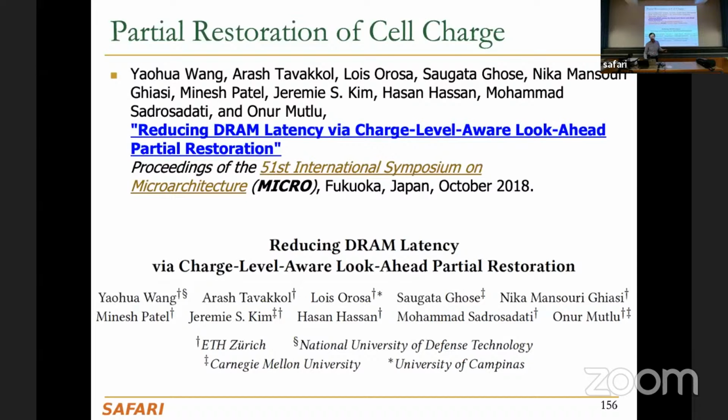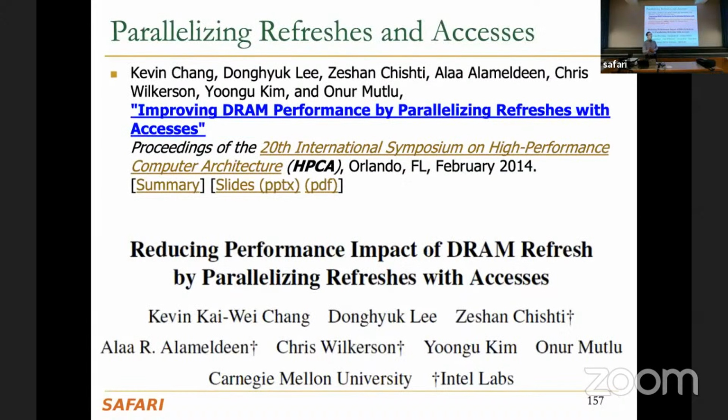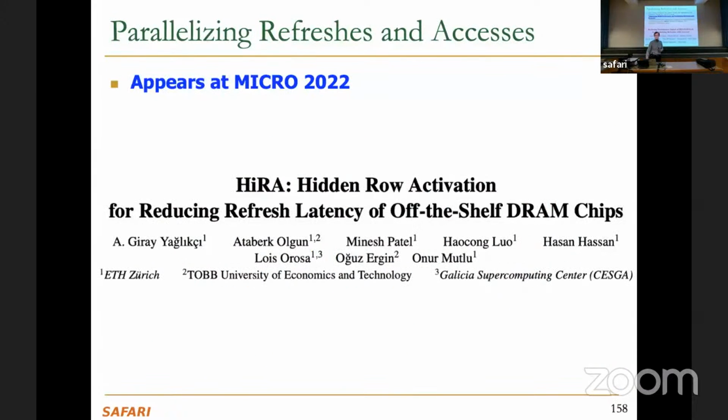There's partial restoration of cell charge, which is actually interesting. We talked about partial restoration earlier, but you can do more over here. We've talked about parallelizing refreshes and accesses. This is actually a latency optimization, in a sense. Instead of having refreshes and accesses conflict with each other in the same bank, just parallelize them in different subarrays, for example. So this is an example of subarray-level parallelism applied to refreshes and accesses being done in parallel. That's another latency reduction mechanism, if you will.